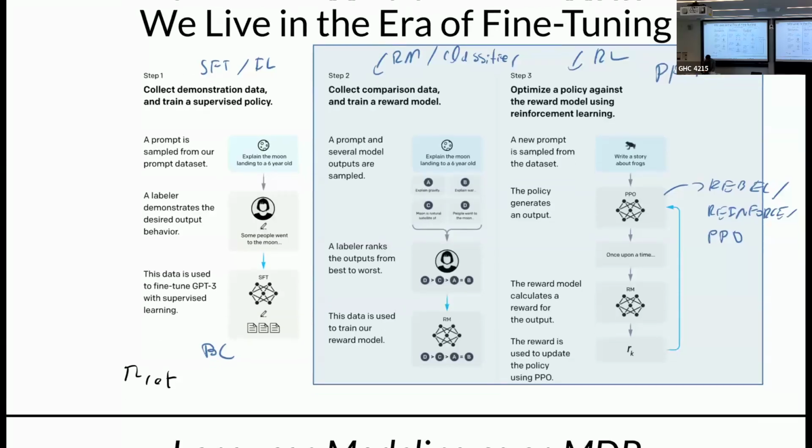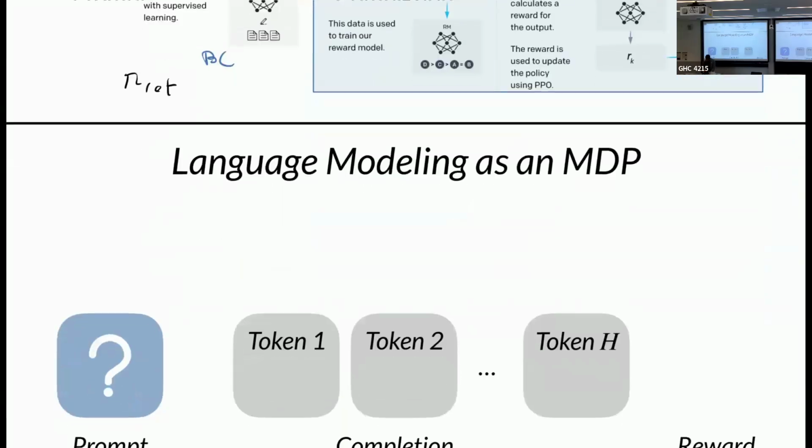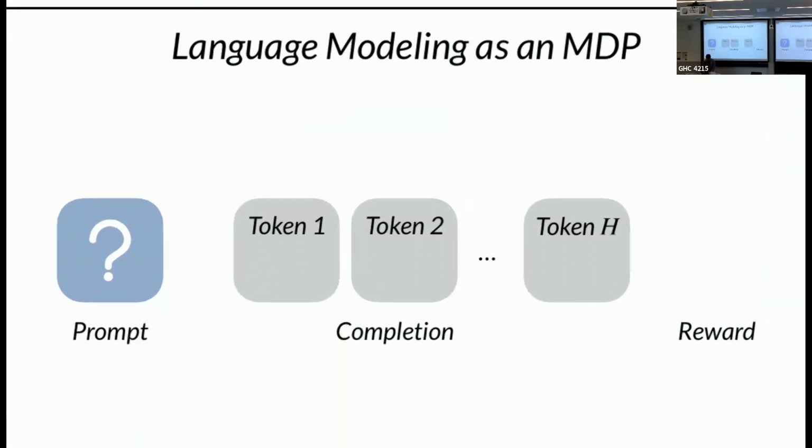So let's think about how we formulate this problem as an MDP. The way I framed it, we're going to have some prompt, some question we give the model, and then we do some autoregressive generation to give us a response, and I'm going to call that a completion. And then once we have this completion, we then get some score from a reward model for it.